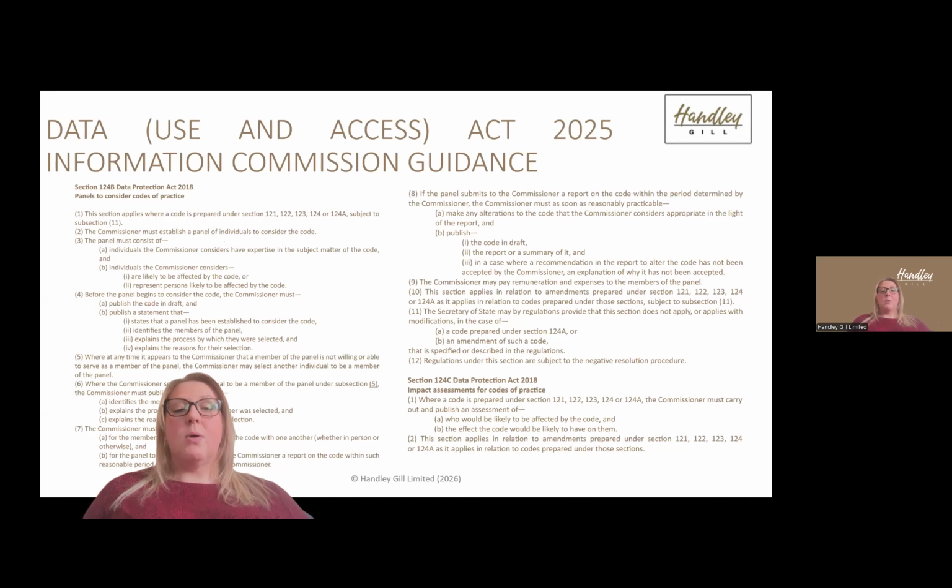The Commissioner must now establish a panel of individuals to consider the code, comprising individuals the Commissioner considers have expertise in the relevant subject matter, and individuals likely to be affected by the code or to represent persons likely to be affected by the code. The code must be published in draft. The panel must be established, and the Commissioner must publish a statement that says a panel's been established, identifying who's on the panel, the process by which they were selected, and the reasons for their selection.